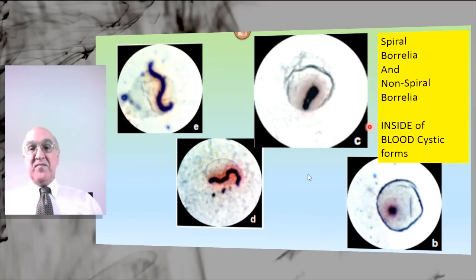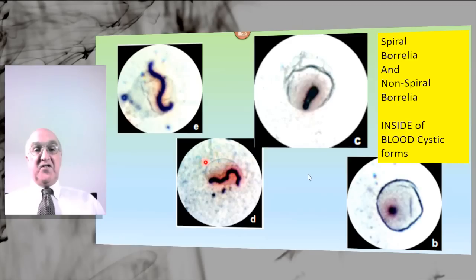So here they are. Spiral Borrelia within cystic forms. Here's the Borrelia. Here's the cyst wall. Remember the wrinkles? Used to be bigger, now smaller. Here's a spiral form that has broken out of its cyst wall partially, and a spirochete Borrelia type that's in the shape of a hook.